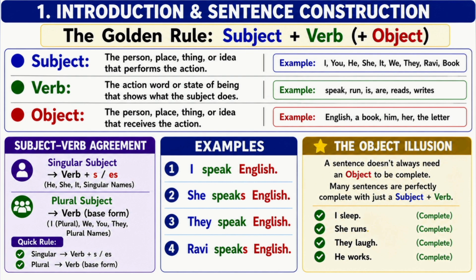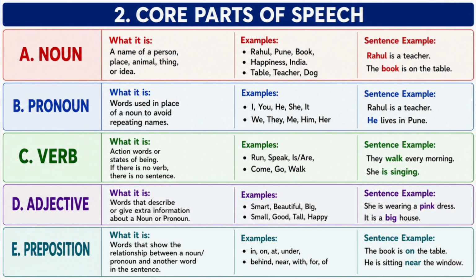Finally, it is vital to recognize a concept called the object illusion. A sentence does not actually require an object to be grammatically complete. Many sentences function perfectly with just a subject and a verb. For instance, phrases like I sleep, she runs, they laugh, and he works are fully complete sentences on their own, because the action does not need to transition onto an object.